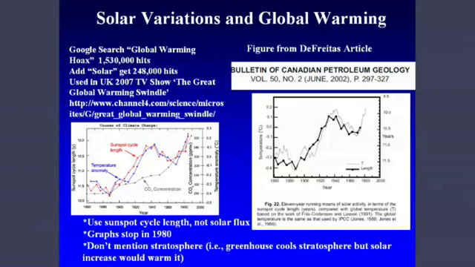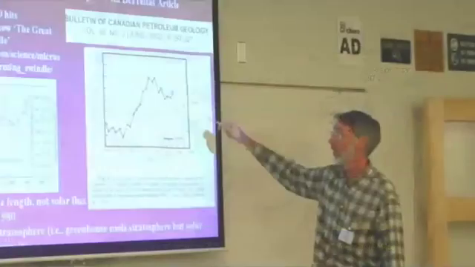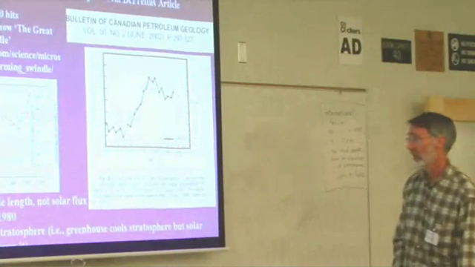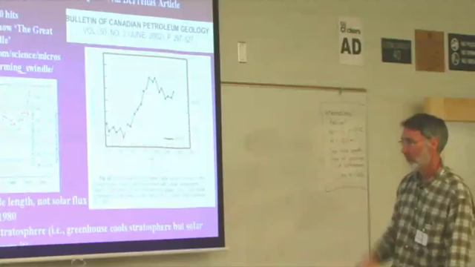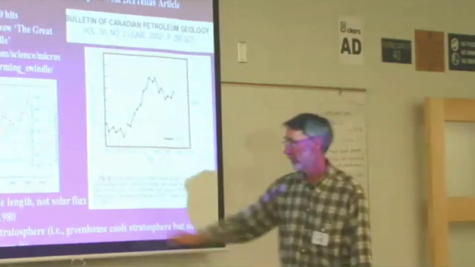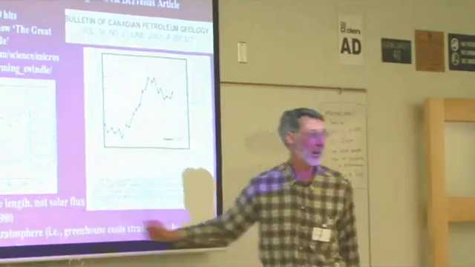This is another graph from an article in the Canadian Petroleum Geology, Volume 50. It's essentially the same graph. It's been reproduced, and there are some things about it that intrigued me when I saw it. They use sunspot cycle length, not the heat coming from the sun.